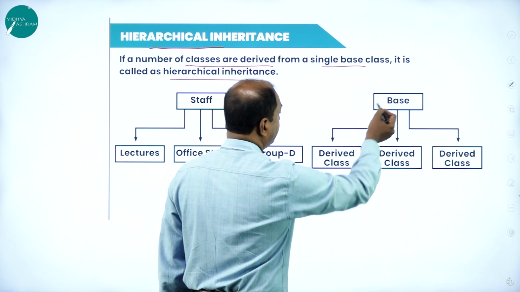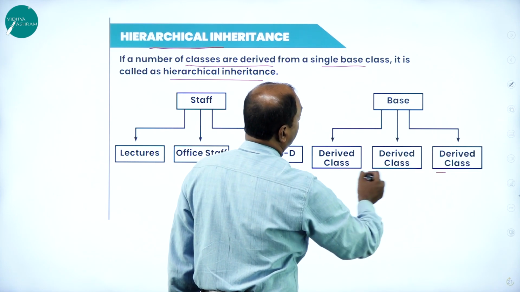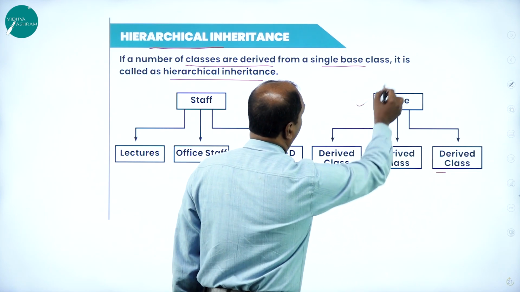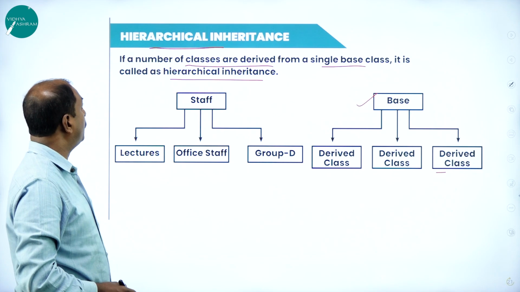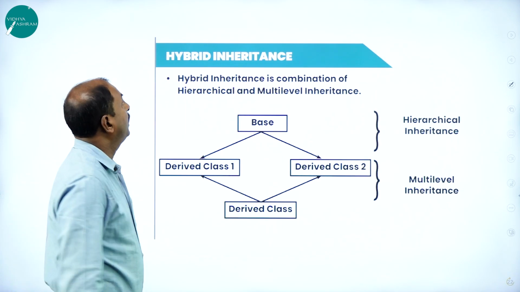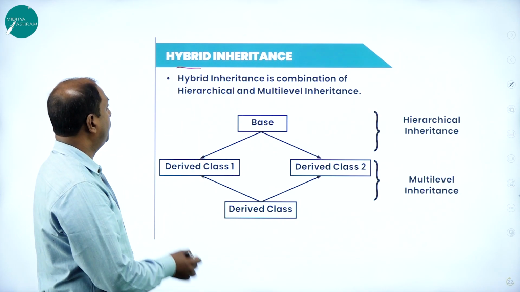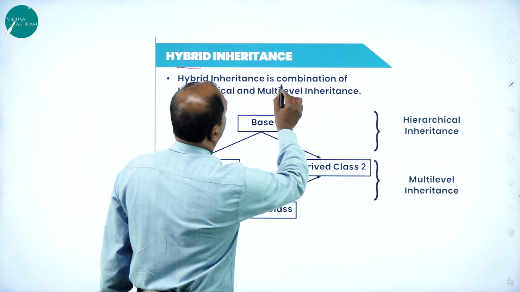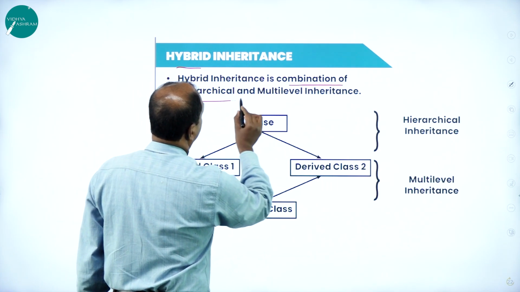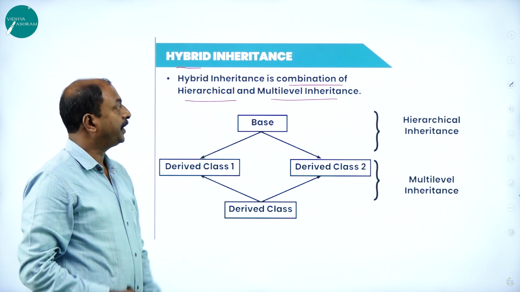Look at the base class and the derived classes. All these classes are derived from one base class. This is an example for hierarchical inheritance. Next slide, hybrid inheritance. What is hybrid inheritance? It is a combination of hierarchical and multi-level inheritance. So this is the definition of hybrid inheritance.